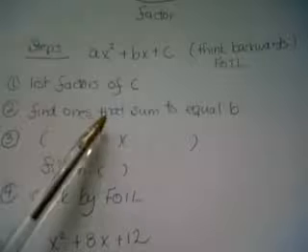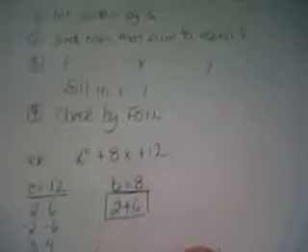So my first step will be to list my factors of c. My second step will be to find the factors of c that sum to equal b. My next step will be then to fill in my parentheses, and my fourth step will be to FOIL, and I can check my work by FOIL. So let's take a look at an example because that's how you see it best.